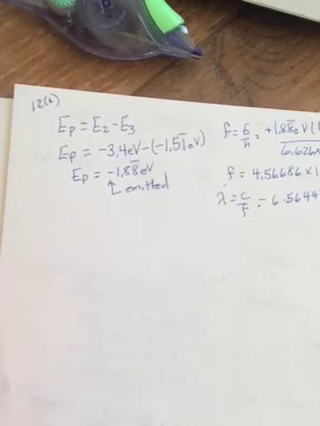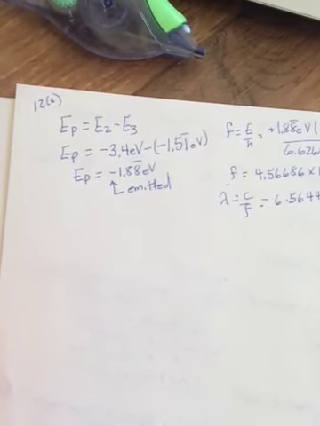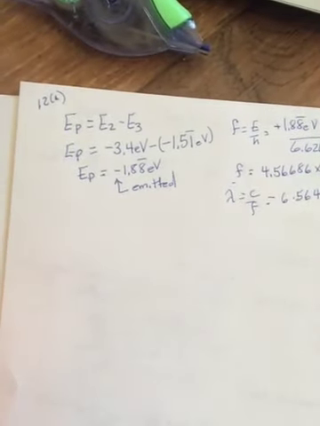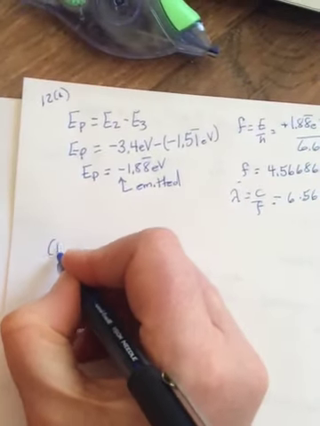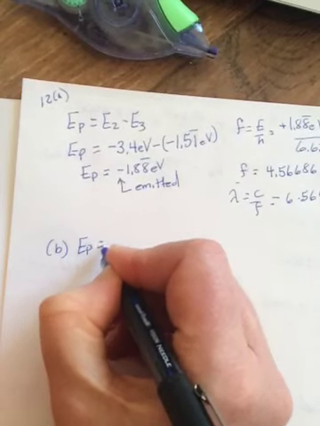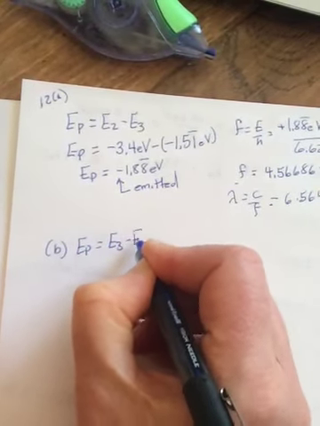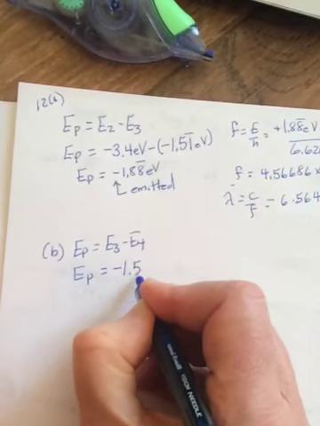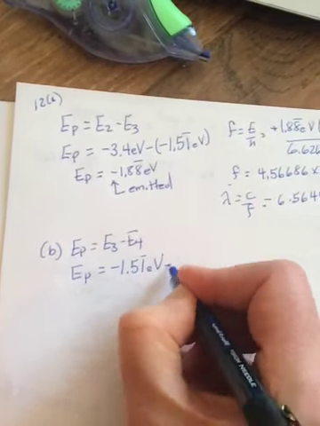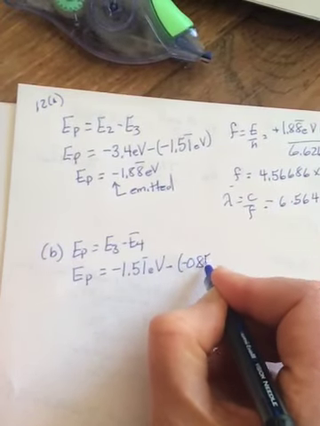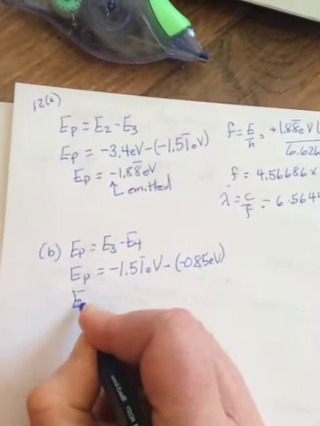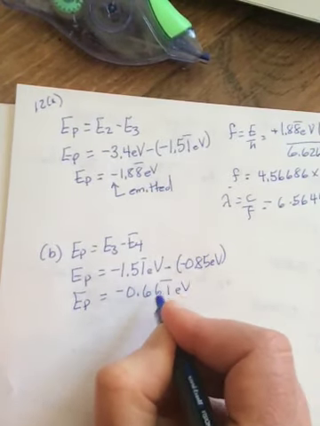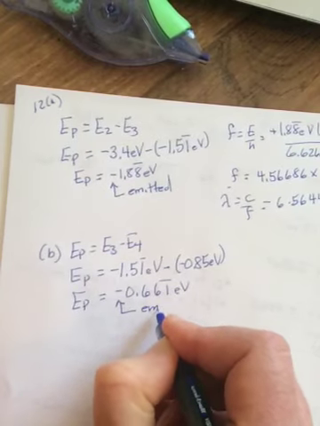Part B says same thing, but this time it's going from 4 to 3. Okay, so for B, EP is equal to E3 minus E4. So EP is equal to 3 was negative 1.51 repeating, minus 4 is negative 0.85. So EP is equal to negative 0.66 with the 1 repeating. And again, the negative means emitted.